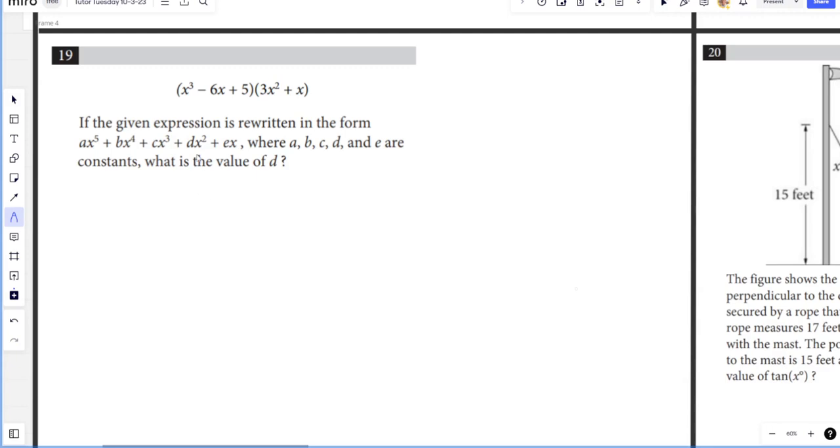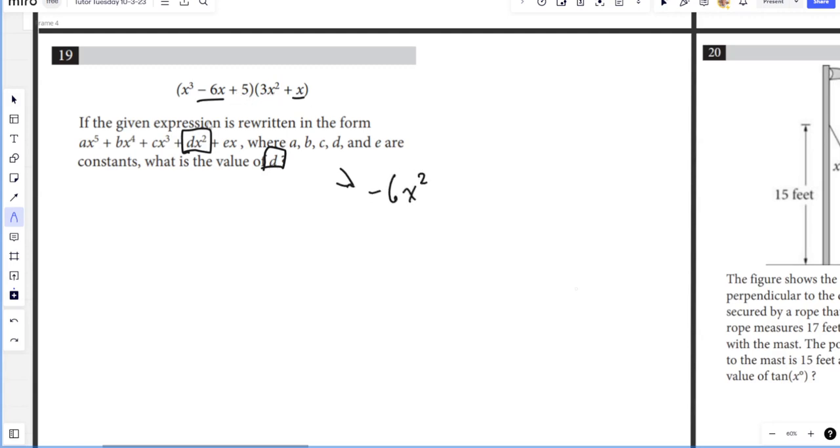Yeah. What I know is that the dx squared, or the coefficient d, is going to be on my x squared terms. So really, we could multiply this out, or we could even multiply just the things that are going to give us an x squared. For example, as a shortcut, I know that negative 6x and x, when I multiply those two together, would give me negative 6x squared.